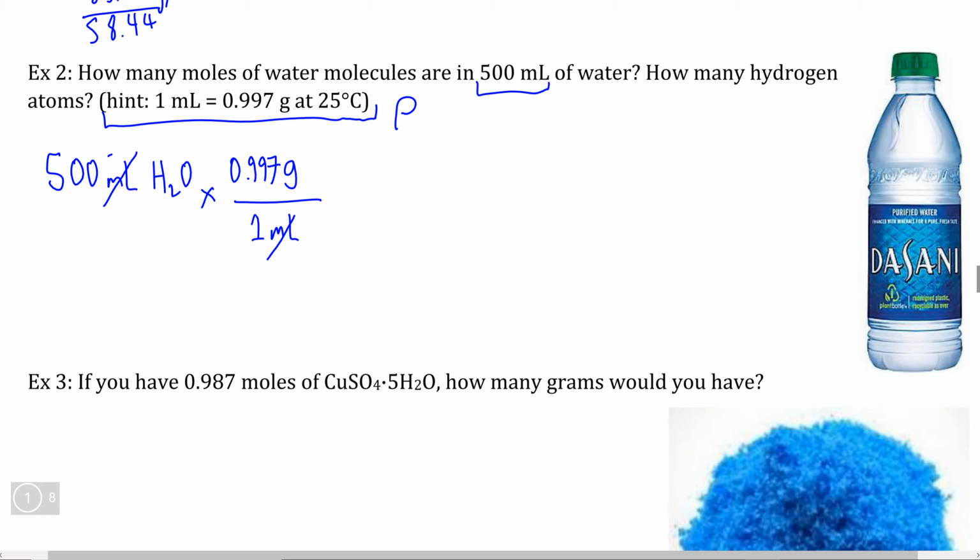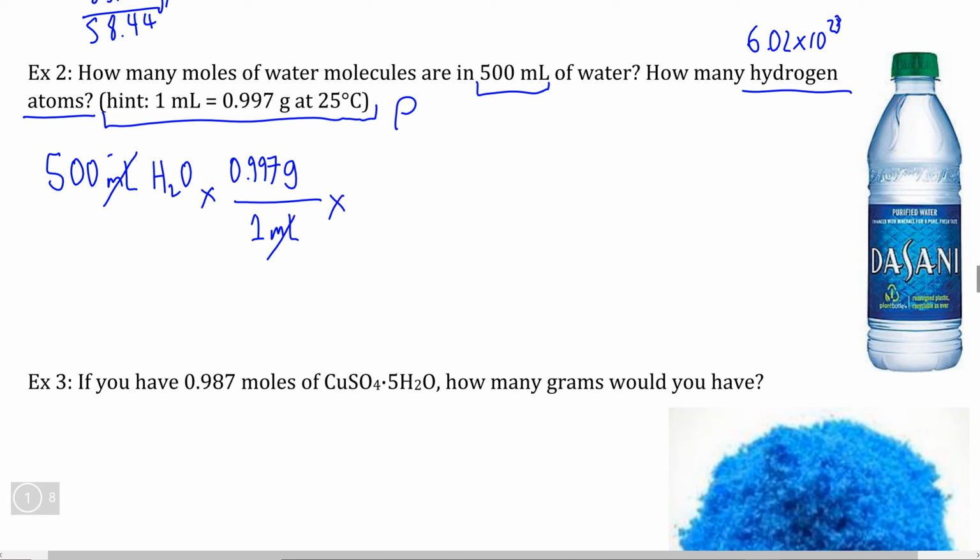But again, that's not what the question asked. Here, we're actually asked how many hydrogen atoms we have. Now, in order to do that, we need to convert grams into moles, and then we can use Avogadro's constant, 6.02 times 10 to the 23, to find out the number of atoms that we have. So let's convert to moles.